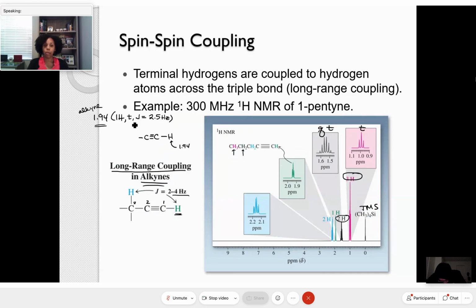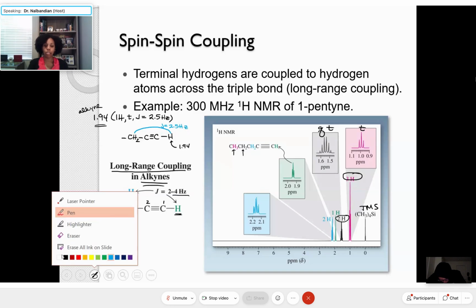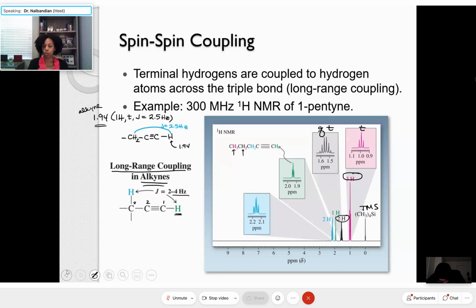I know it's a triplet, and so here, 3 carbons away, I'm going to add in a CH2. And with that CH2, this is the long-range coupling where I get J equals 2.5 hertz. They're not right next to each other. They are 3 carbons away, but they can see each other with this long-range coupling. And so that's why it's split into a triplet.